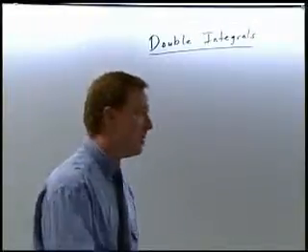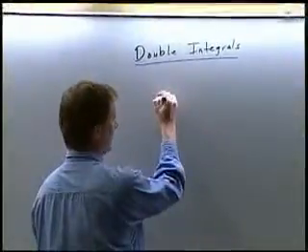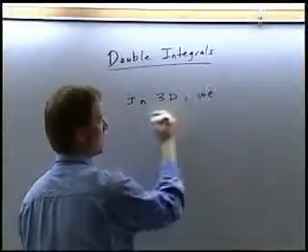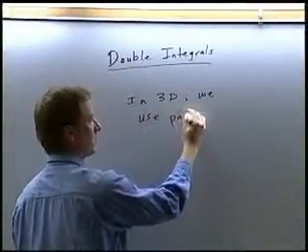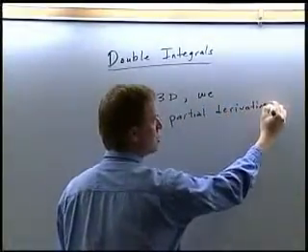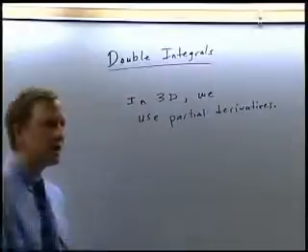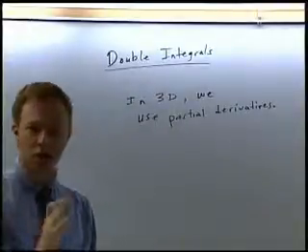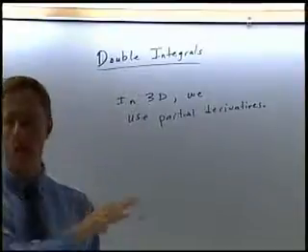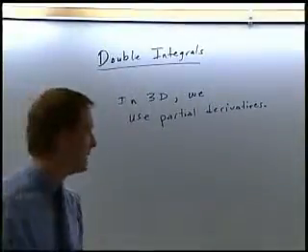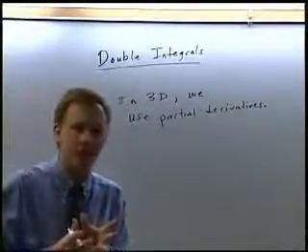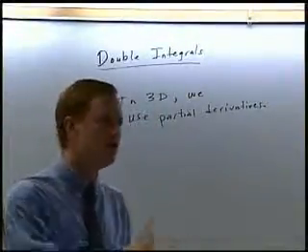Okay? In three dimensions, we worked with something called partial derivatives. And partial derivatives were used as a way of finding the rate of change of something if we keep one of the variables constant and we let the other one change. Okay? And so that's how we analyze things using derivatives in three dimensions. We kept one of the variables constant, we let the other one change.